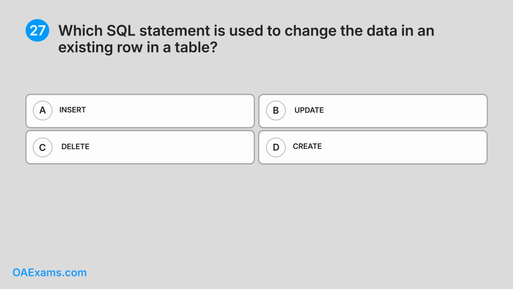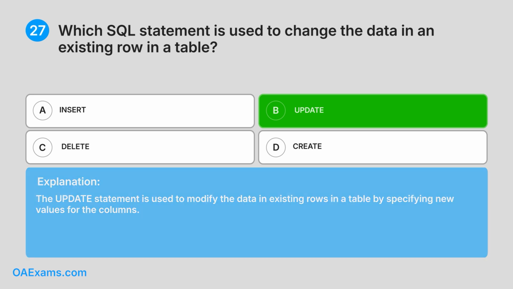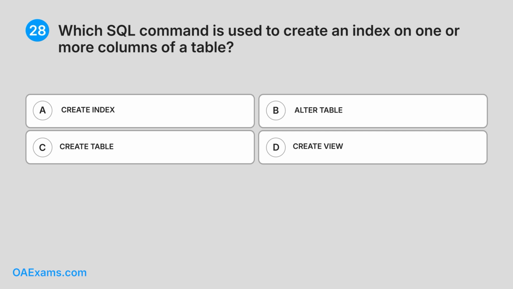Correct answer. B. Update. Explanation. The update statement is used to modify the data in existing rows in a table by specifying new values for the columns. 28. Which SQL command is used to create an index on one or more columns of a table?